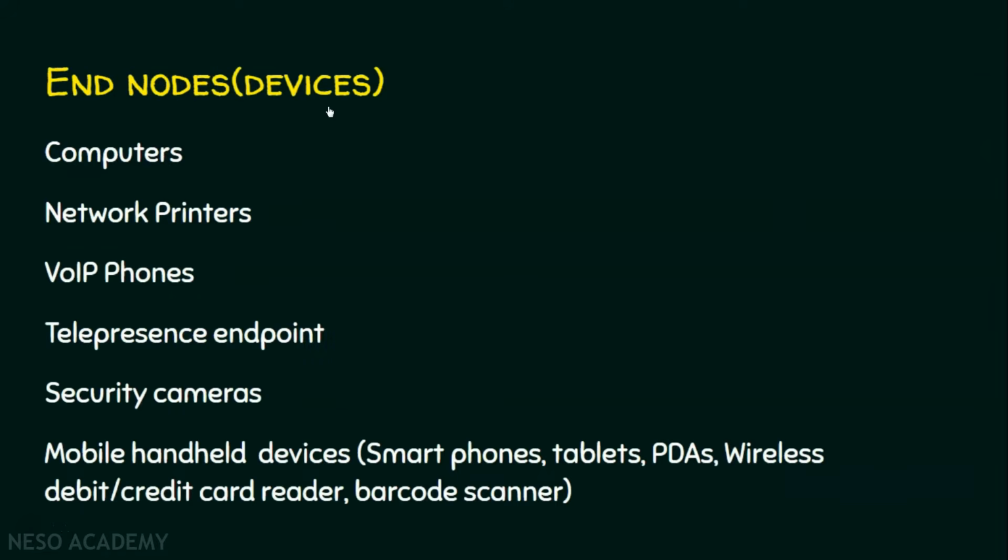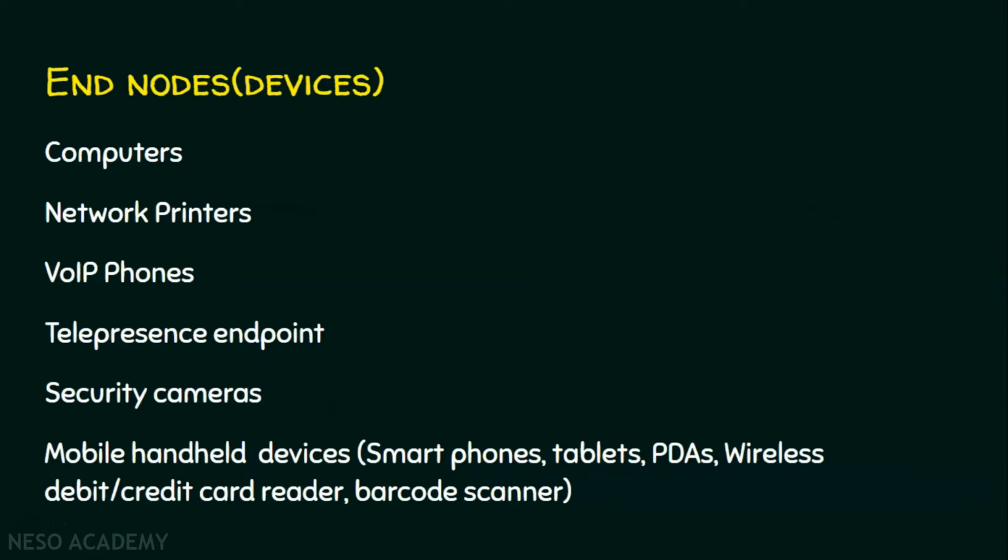End nodes are the nodes that are going to be the starting point in the communication or the end point in the communication. If two devices want to communicate with each other, the device which initiates this communication is an end device and the device which accepts the communication at the final stage is an end device, and these two end devices are going to communicate with each other with the help of some intermediary devices.